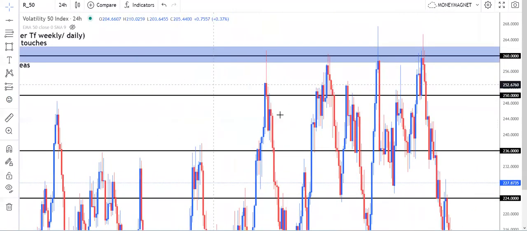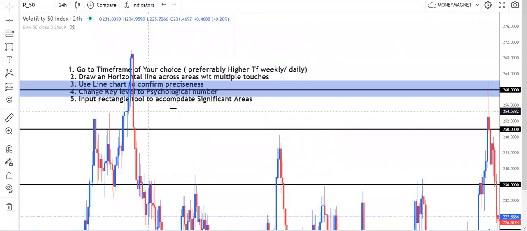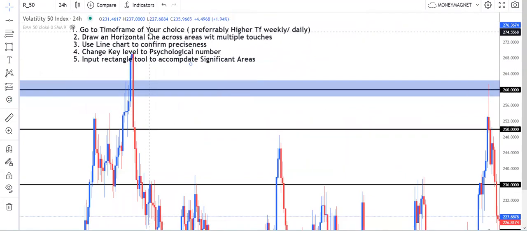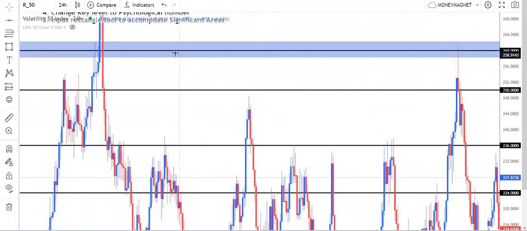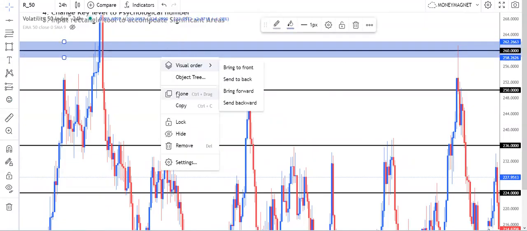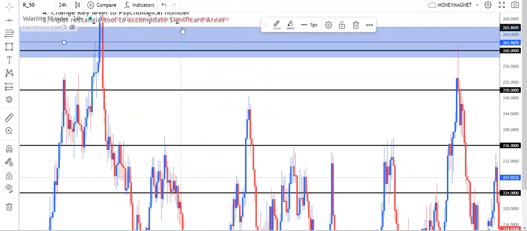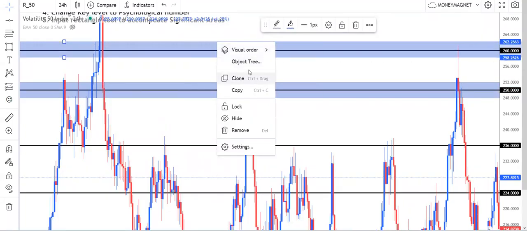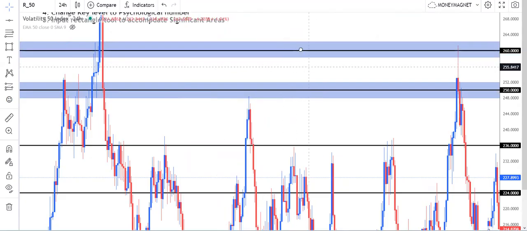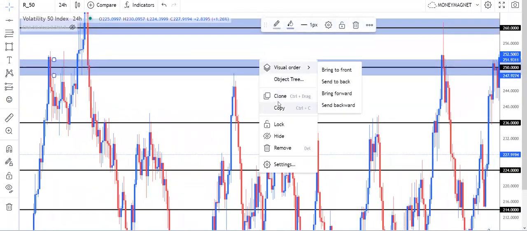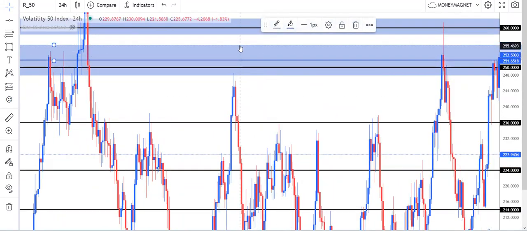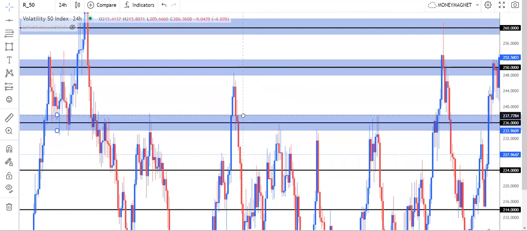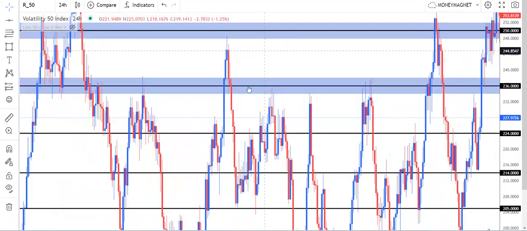And then the last on our list would be introducing the rectangle tool to accommodate the significance areas. So I can very well just clone this and that's it, and bring it somewhere. So I can clone this also, and then make sure it accommodates the level.